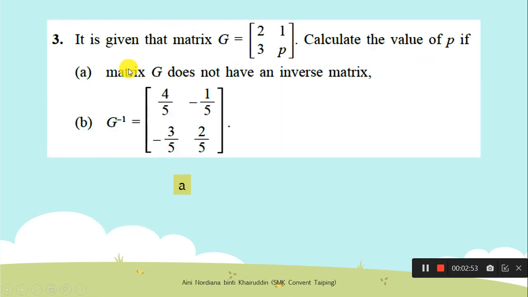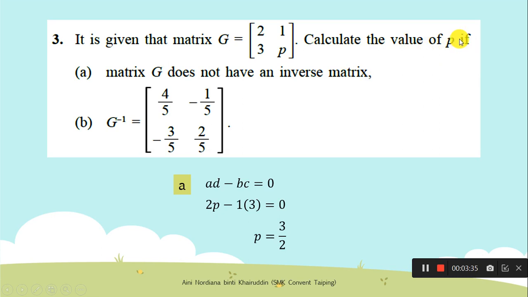Next, question number 3. It is given that matrix G is this. Calculate the value of P if matrix G does not have an inverse matrix. As we know, if a matrix does not have an inverse matrix, then AD minus BC is equal to 0. So just substitute 2 times P minus B times C is equal to 0. So we will get the value of P as 3 over 2.